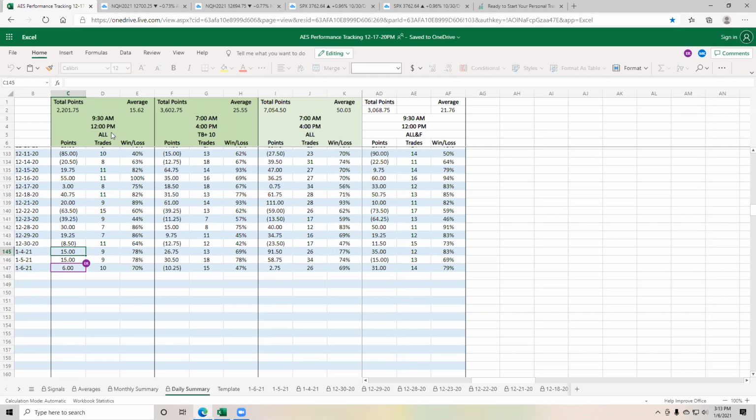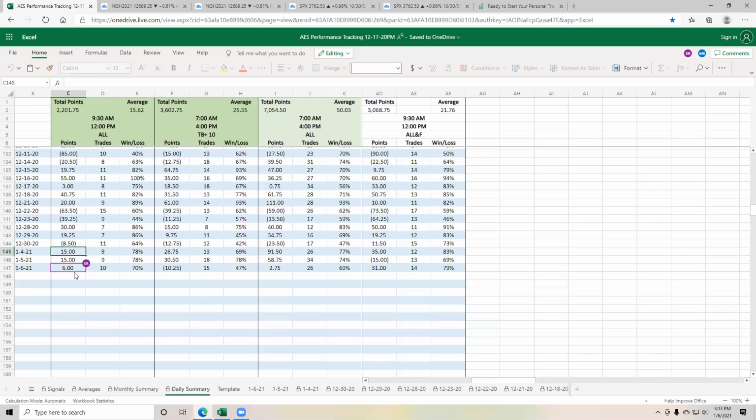So in our 9:30 to noon category, we did 15 points of profit on Monday. So 15 points of profit at $20 a point is $300. And we are trading 3 contracts. I'll explain more about that when I get to the personal trading plan. And we did 9 trades. 9 trades at 3 contracts is 27 contracts.